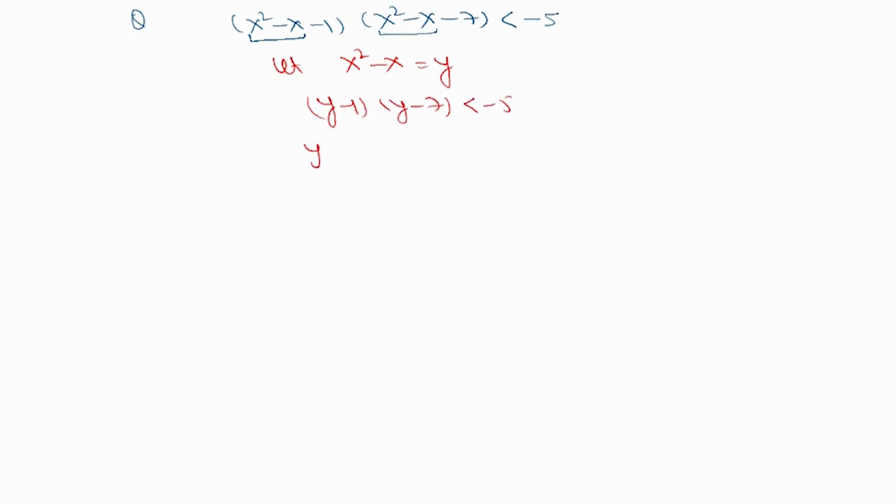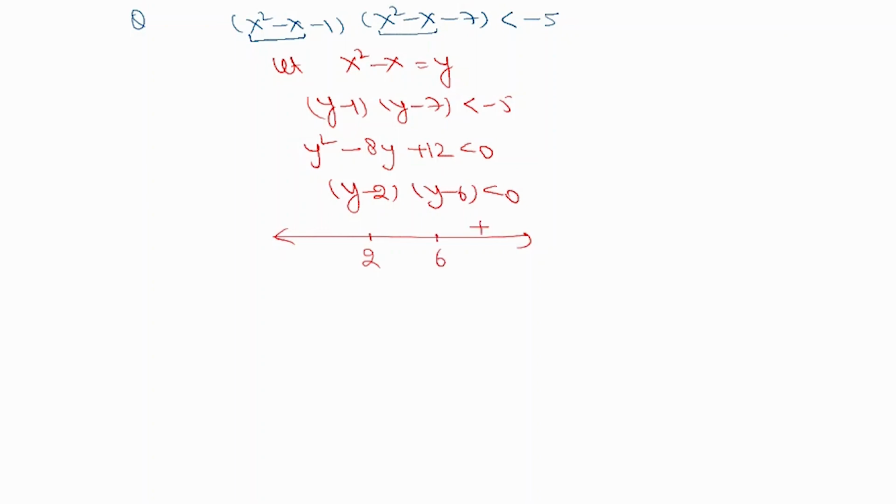So I'll write y square minus y minus 7, so this is minus 8y, so plus 7 and then plus 5. So there'll be 12, so it is less than 0. And then 6 and 2. So I'll get y minus 2, y minus 6 less than 0. So the condition I'll get is, this is 2 and this is 6.